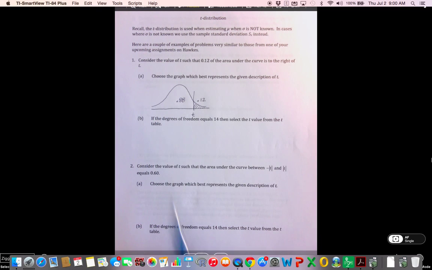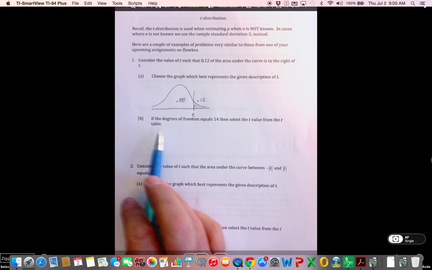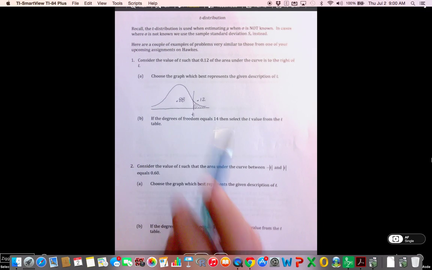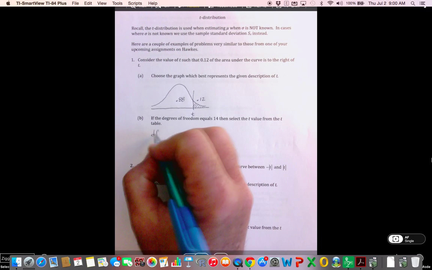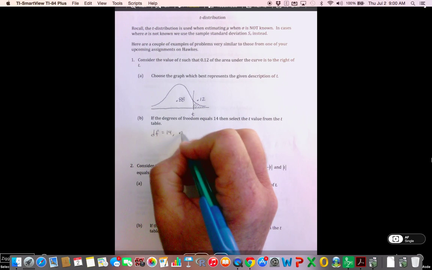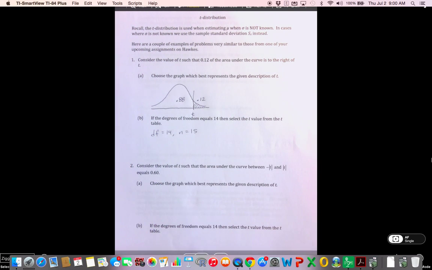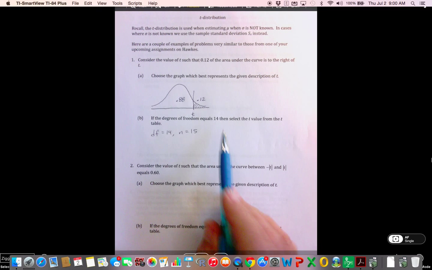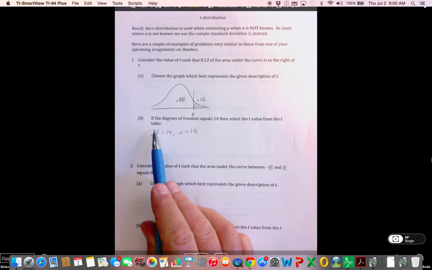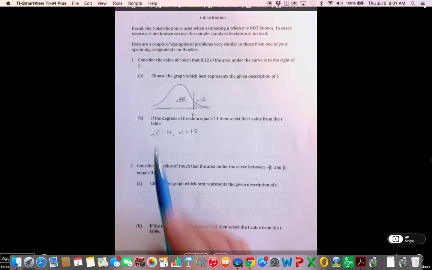Okay. Now, part B says if the degrees of freedom equal 14, now degrees of freedom equal 14 tells me that our sample size was 15. Then select t value from the t table. Guys, I don't use tables. I use the calculator. I'm anti-table. Told you that early on.